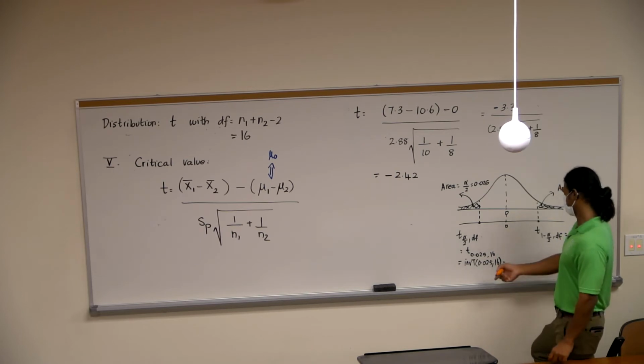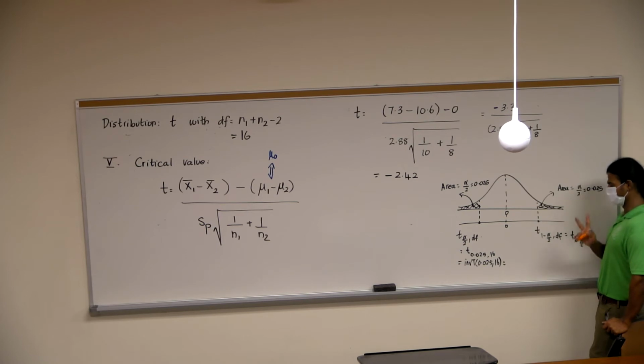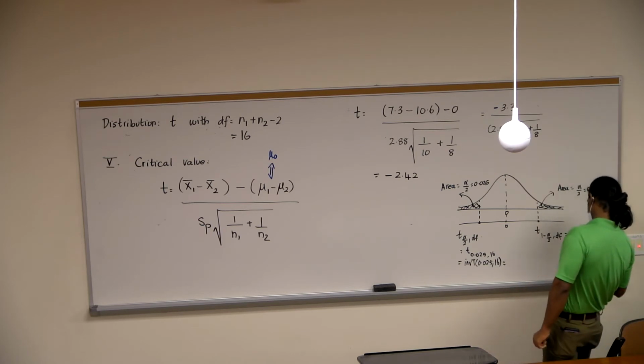You can give me either the left one or the right one, it's entirely up to you. How many decimal places? 2. 2.12 on the right.